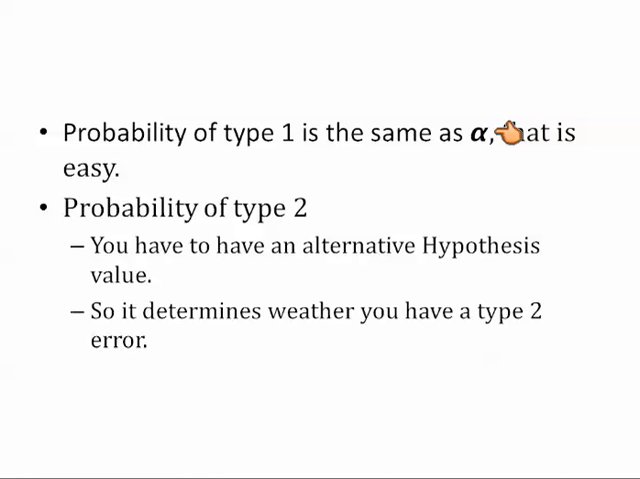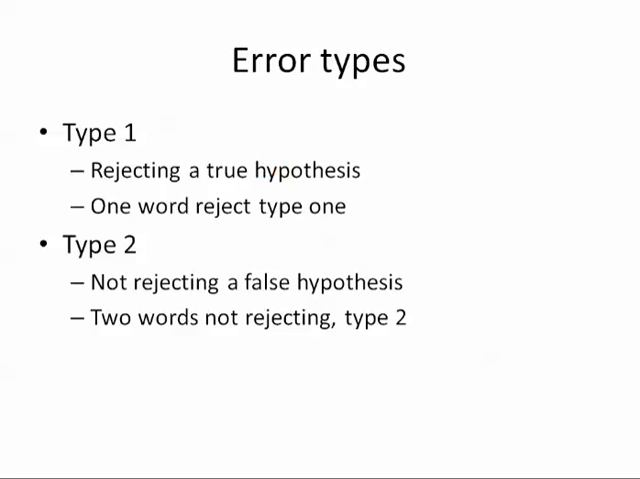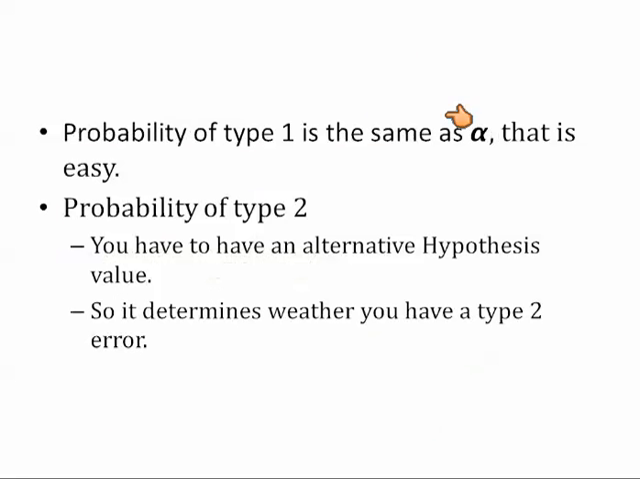So how do you find the probability that you get a type 1 error? That's what alpha is. So the probability of getting that type 1, what is a type 1 again? Rejecting a true hypothesis. The probability that that occurred is whatever you have for your alpha value.